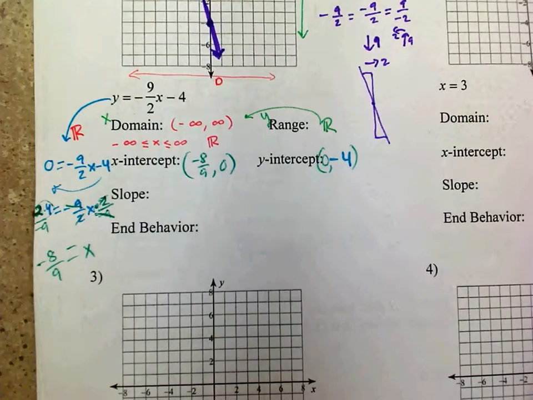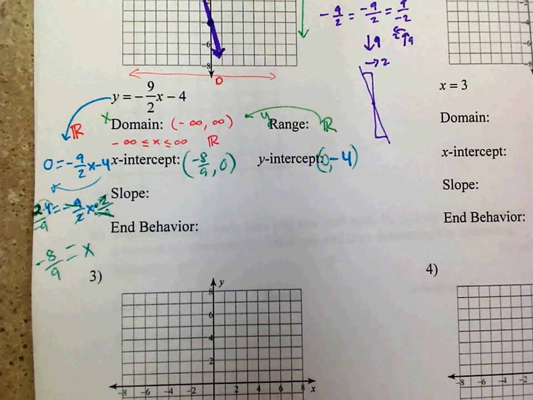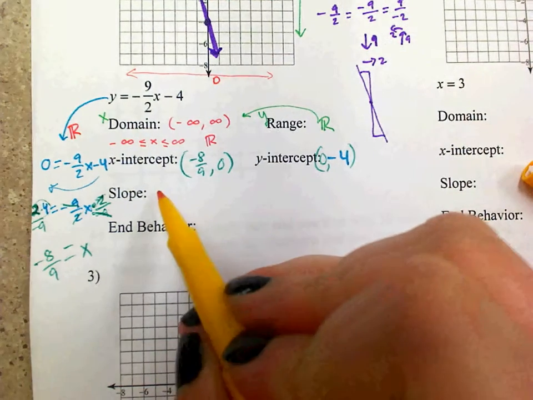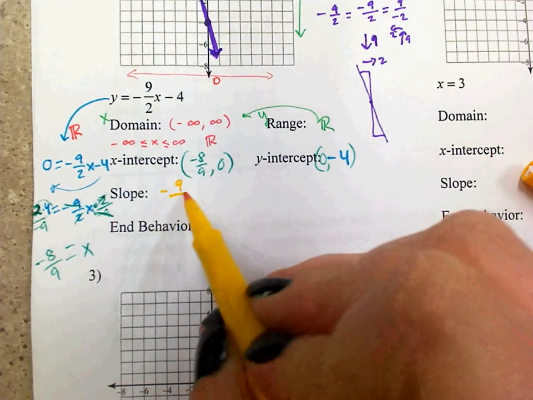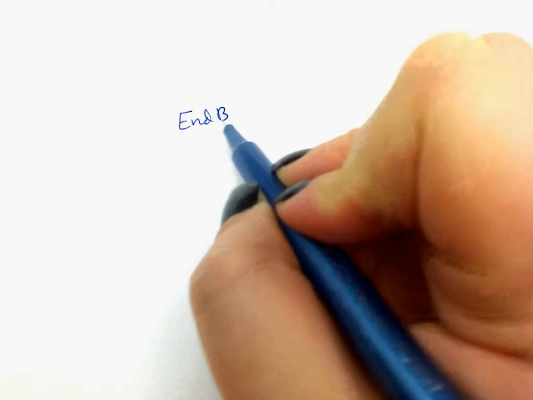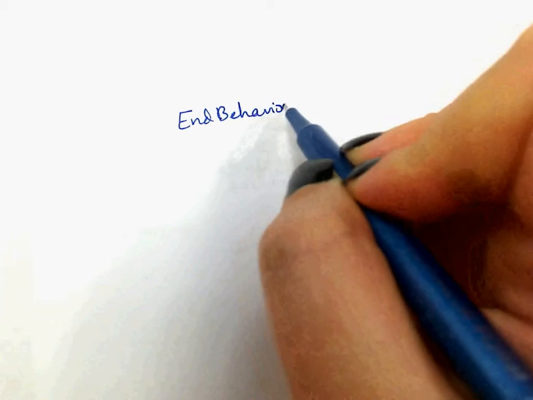Okay. Slope, we already did. Slope is the m in the equation, and that was negative 9/2. And then end behavior. Okay, so let's take a moment and talk about end behavior. So I'm not sure everyone knows what that is. End behavior is where the function is going on the ends.